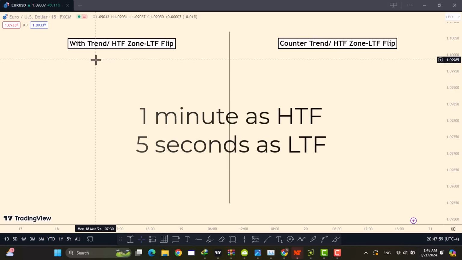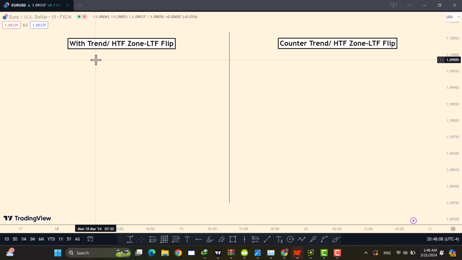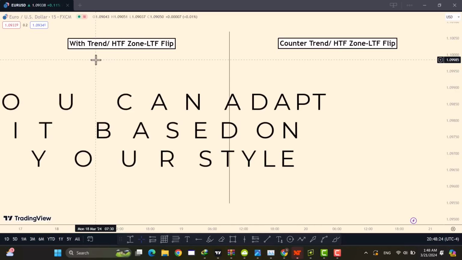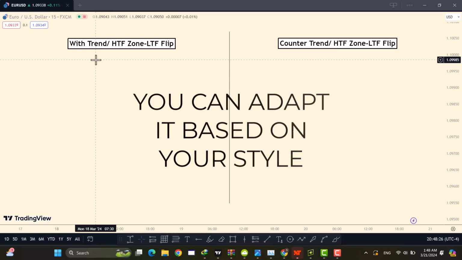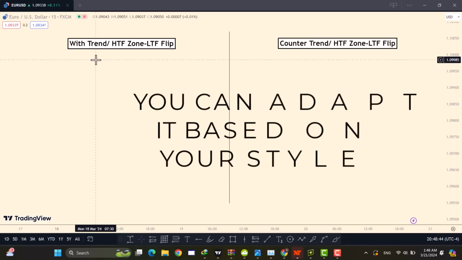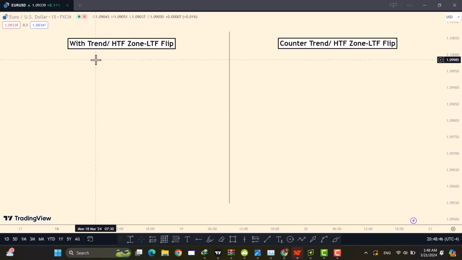You can't use the 5-second on CFDs because of the spreads and the commissions. So this is only for futures, all right? But of course, you can use two different time frames if you want to trade CFDs. So for example, the 15-minute and the 1 minute time frame, or the 1 hour and the 5-minute time frame, or the daily and the 1 hour time frame. So it doesn't matter. But in this one, we're going to focus on the 1 minute and the 5-second time frame, because this is the model that I use every day to find setups.